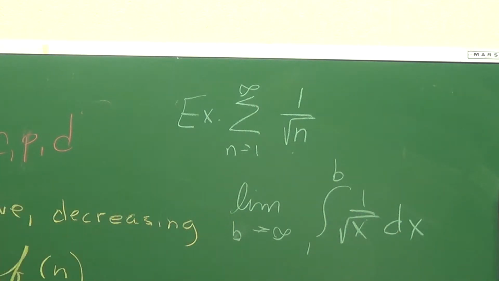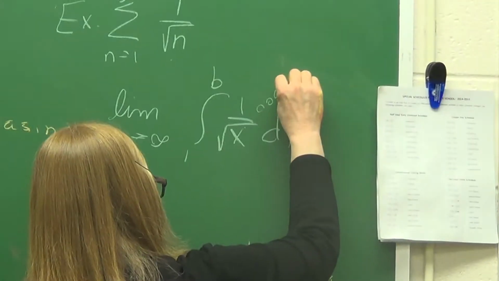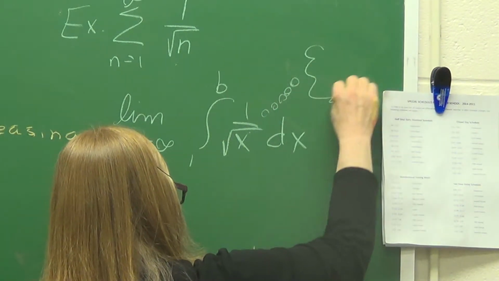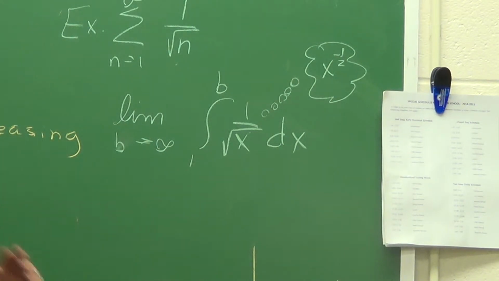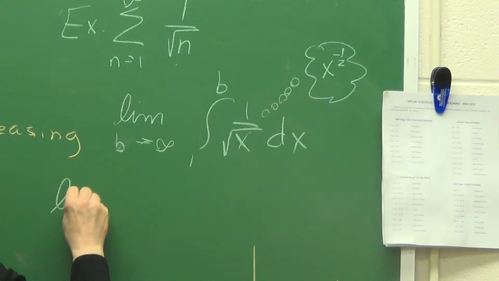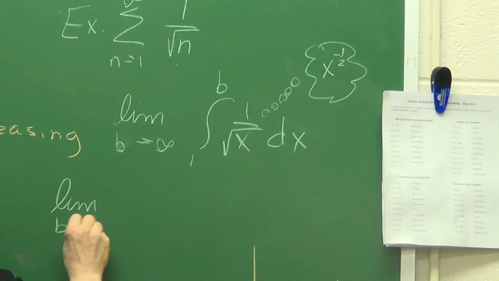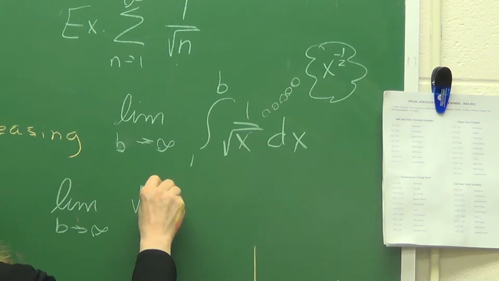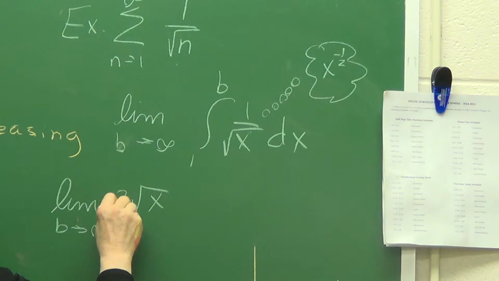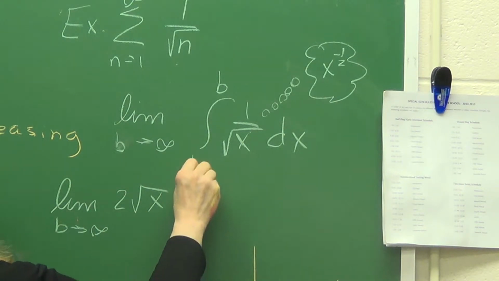What is the integral of the square root of x in the denominator? That's x to the negative 1/2. So when we take the integral of that, it goes to x to the 1/2 times 2. The limit as b approaches infinity of 2 times the square root of x, from 1 to b.